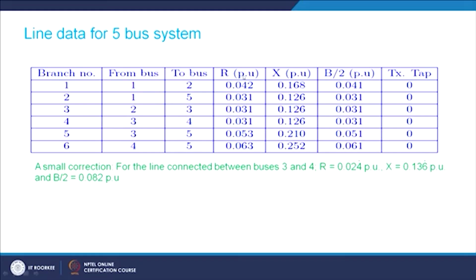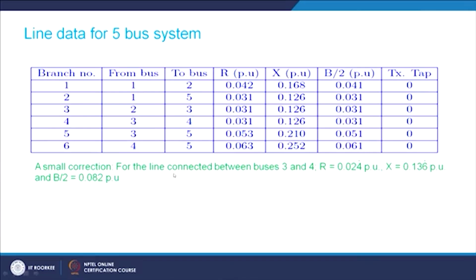R stands for resistance, X stands for inductance, and B by 2 we all know that this is nothing but the half line shunt charging susceptance. And there is a small correction, there is some printing error, a typo here, for the line connected between bus 3 and 4, that is for branch number 4. For branch number 4, the actual values are 0.024, x is equal to this and this. So, please kindly note this correction.